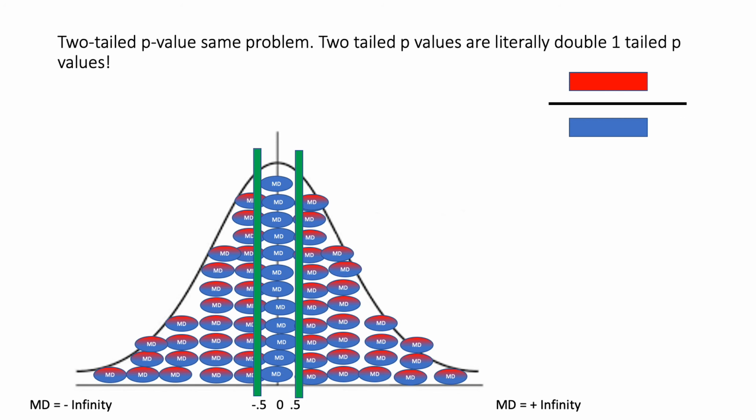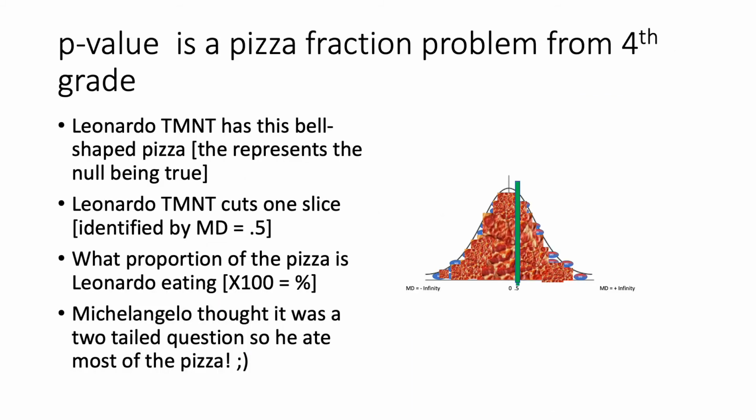So that's it. That's where p-value comes from. The red over blue fraction there is your p-value. That is your p-value. That's it. That's all you're doing. This is a fraction problem from 4th grade that's just a little bit complicated. You make one change. Leonardo made a bell-shaped pizza that fits the definition of the normal curve.